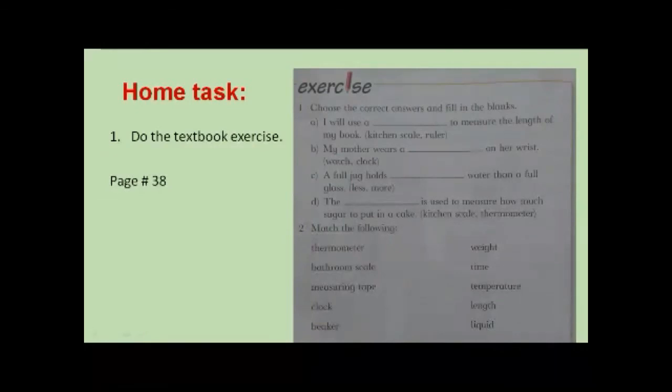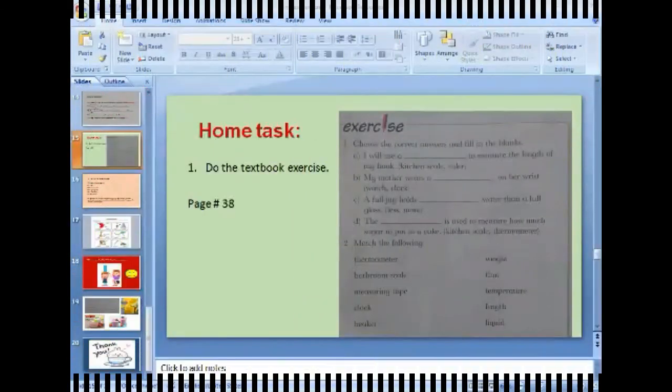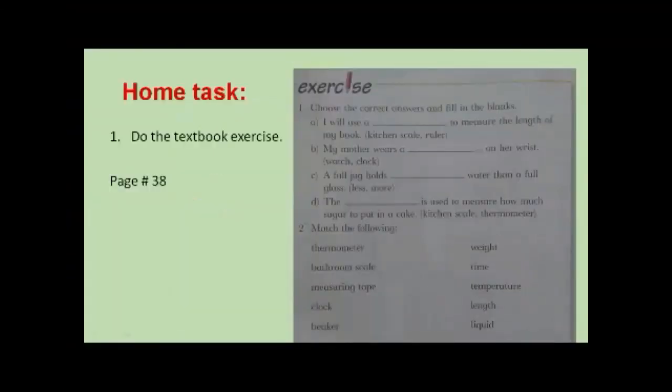Okay. The second one is my mother wears a dash on her wrist. Watch or clock? Give me the answer in the chat box. Yes, watch. Very good. The next one is, okay, beta, the next one is a full jug holds dash water than a full glass. Who will give me the answer? Zainab. More. Very good. Ahmed and Irfan, you are very active. Ayman. Good. Subhan. Very good.